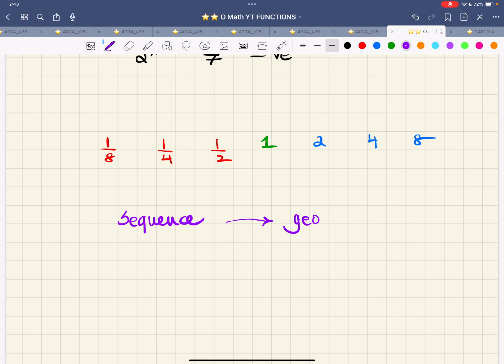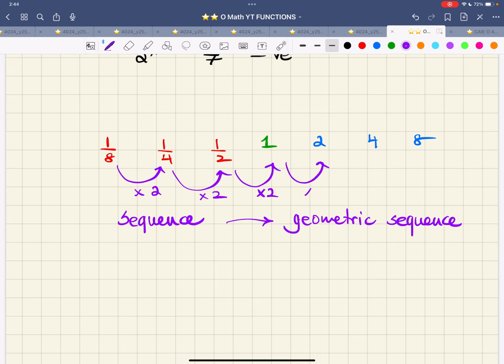Yes, this is a geometric sequence, which some people study in AD maths, some people study in AS level maths, and so on. Yes, it's a geometric sequence because there is a constant multiplication by 2. So multiplication by 2, 1 over 8 becomes 1 over 4 and it becomes half, and then multiplication by 2 gives you 1, multiplication by 2 gives you 2, and so on.